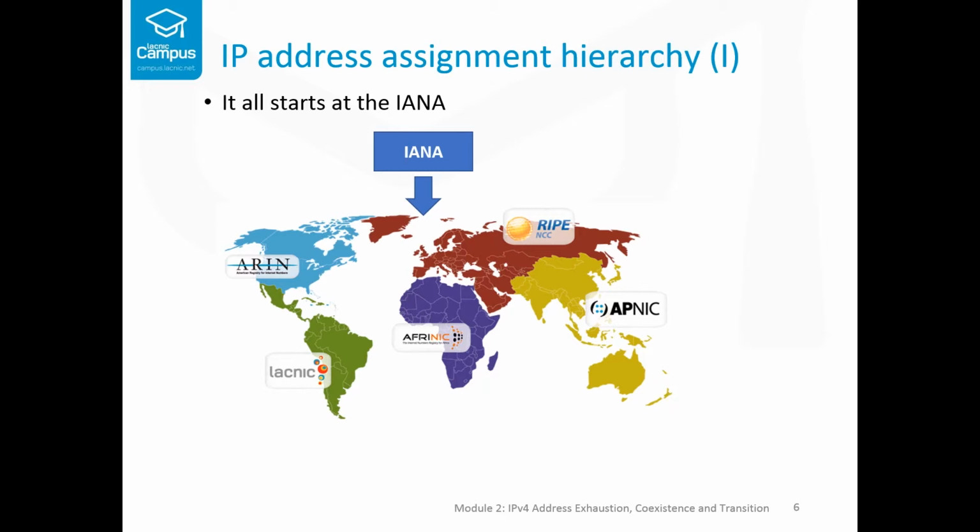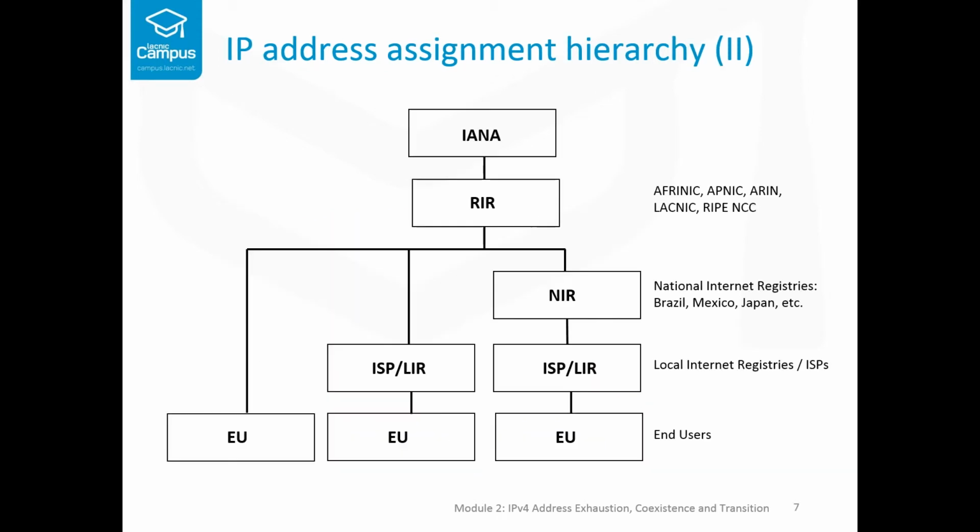In turn, RIRs or NIRs in the countries that have them assign addresses to their members, Local Internet Registries, LIRs, also known as ISPs. ISPs will then assign IP address space to their customers, the end users. In certain specific cases, an RIR or NIR may assign addresses directly to end users. The image shows the relationships between different Internet agents, as explained earlier.